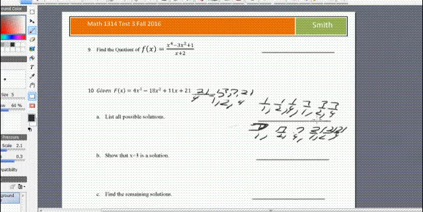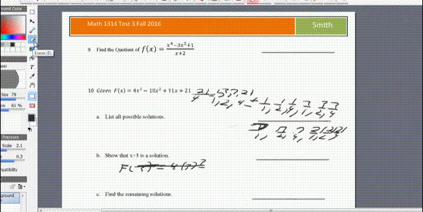Find the ones that are copies. Of course, these are plus or minus, and then cancel the ones that repeat. Show that x equals 3 is a solution. What are you going to do? Plug in f of 3 equals 4 times 3 cubed minus, right? But instead of doing it that way, let's do some synthetic division.